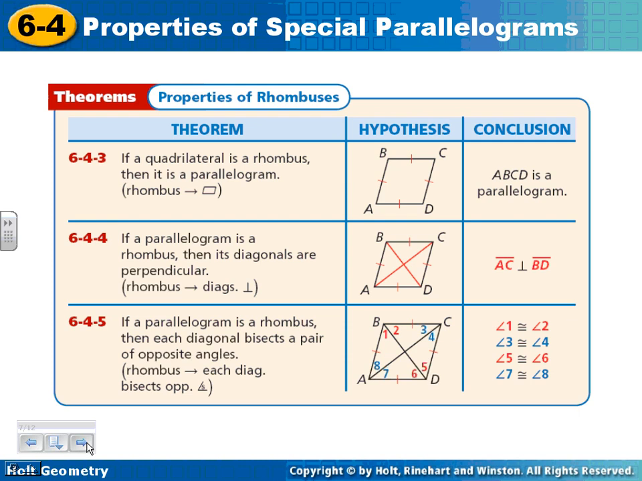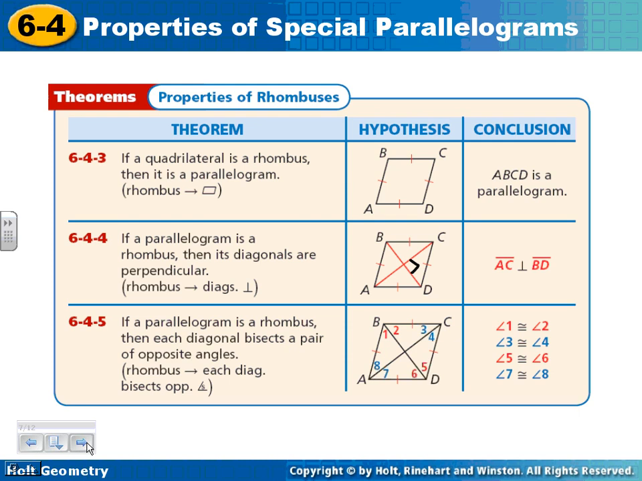Here's some theorems about it. Here's the first theorem, 6.4.3. If a quadrilateral is a rhombus, then it is a parallelogram. In other words, a rhombus inherits all of those properties from parallelograms. The second theorem, 6.4.4. If a parallelogram is a rhombus, then its diagonals are perpendicular, which means I can put a little box in the corner. Perpendicular. They meet at a right angle.